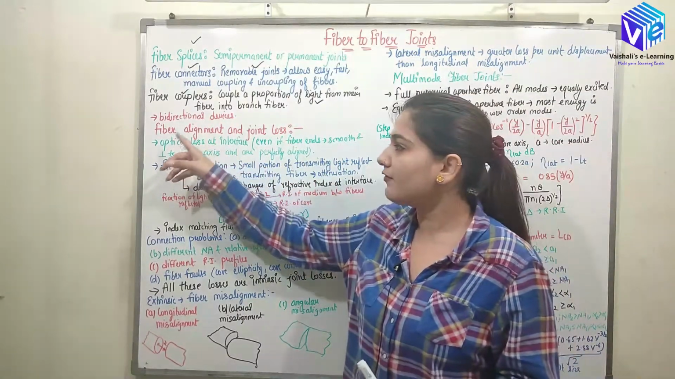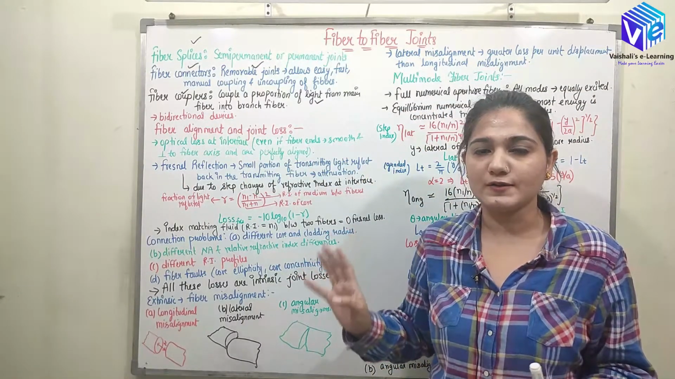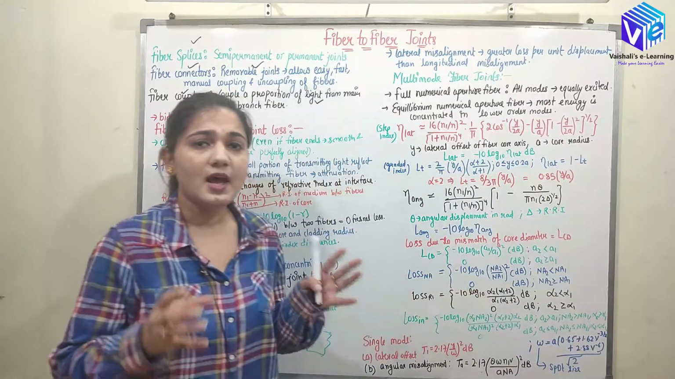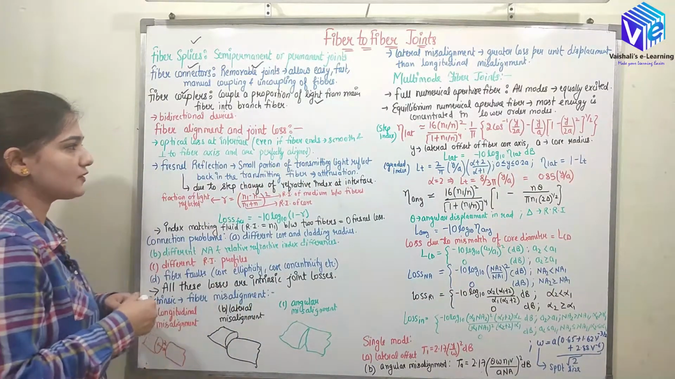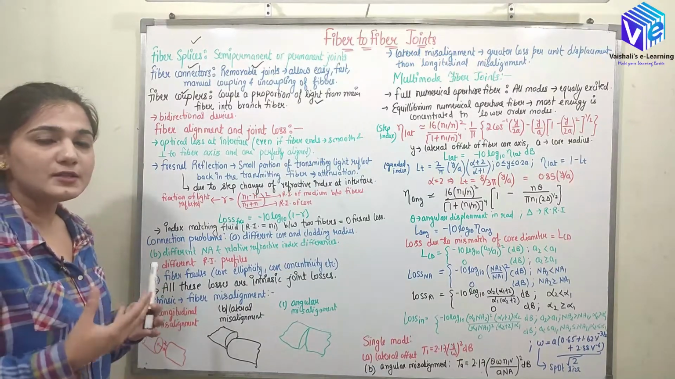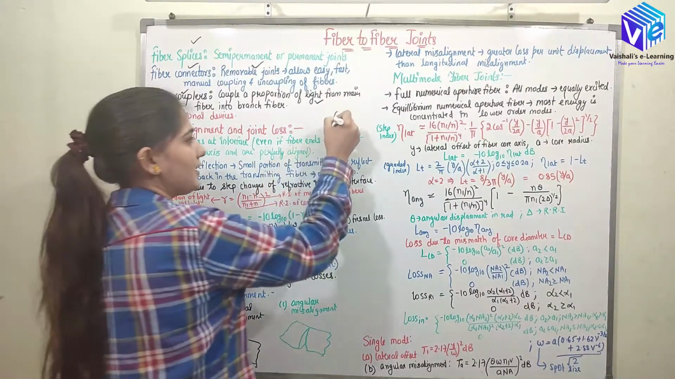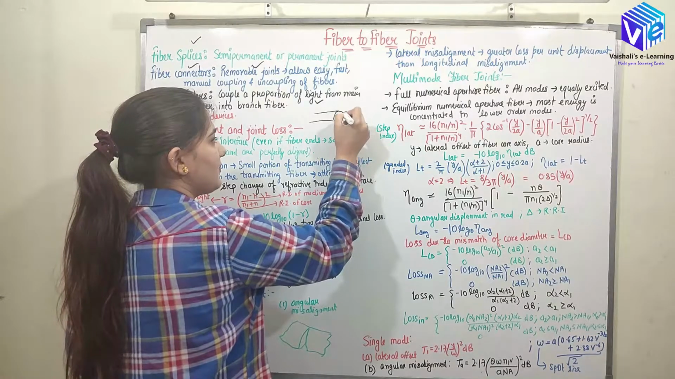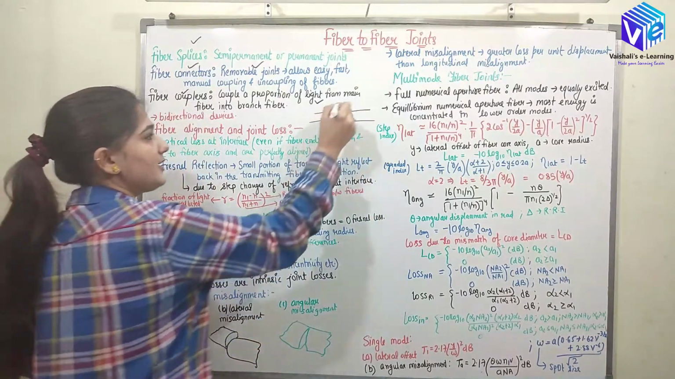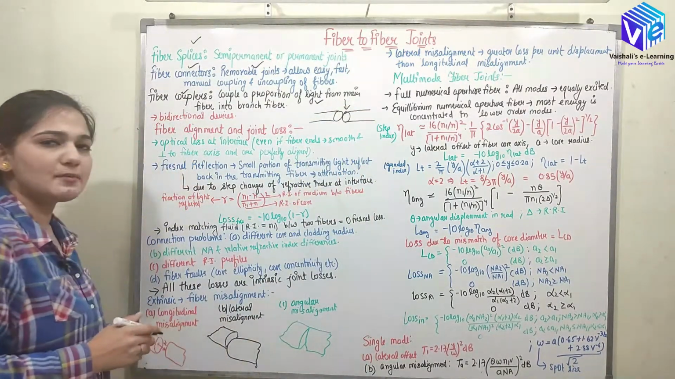So now coming to fiber alignment and joint losses. What are the different losses? How can we categorize the different losses? The losses which are occurring at the interface. If I am connecting two fibers, this is the first fiber, this is the second fiber, at the interface we will have some losses.